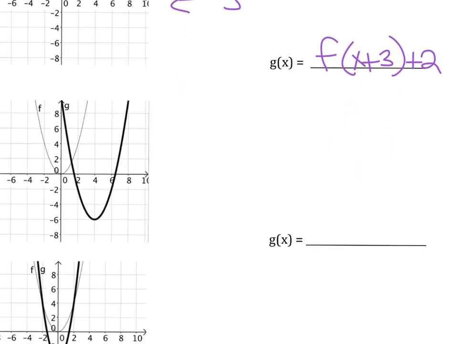Similar vein, I'm looking to see if it did any stretching. It doesn't look like it's done any stretching. And this is a little tricky because if I'm looking at the parent function, I didn't quite hit it at its vertex, if you go over 2 units on this graph, you go up 4. So 2 squared is 4.